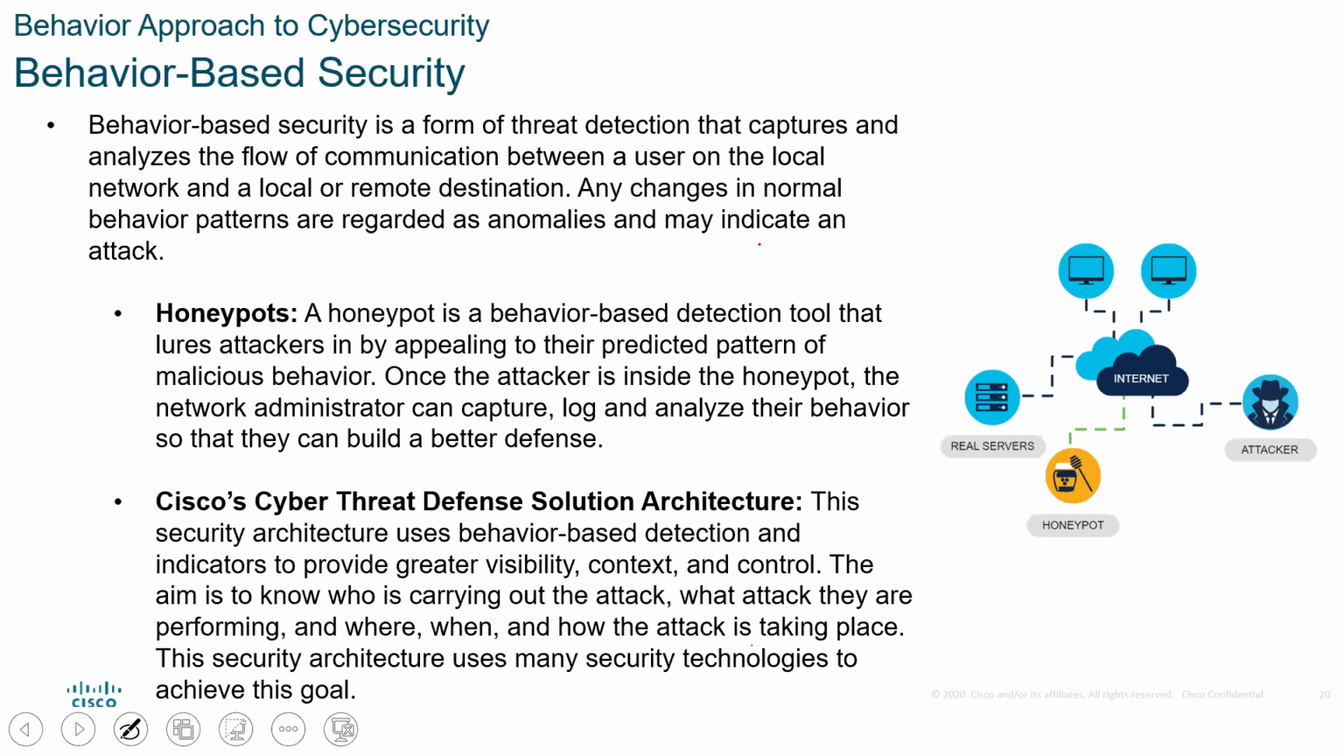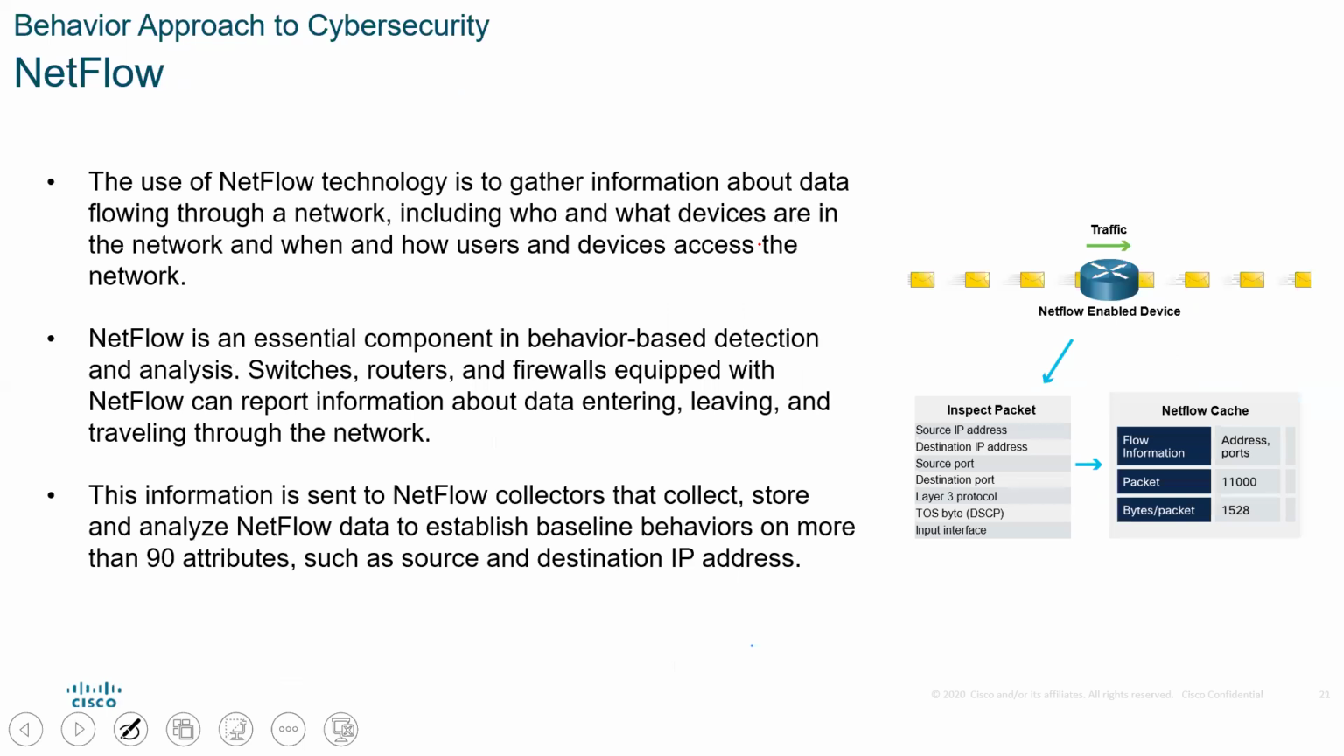Then the Cisco Cyber Threat Defense Solution Architecture. This security architecture uses behavior-based detection and indicators to provide greater visibility, context, and control. The aim is to know who is carrying out the attack, what attack they are performing, and where, when, and how the attack is taking place. So this security architecture uses many security technologies to achieve this goal.